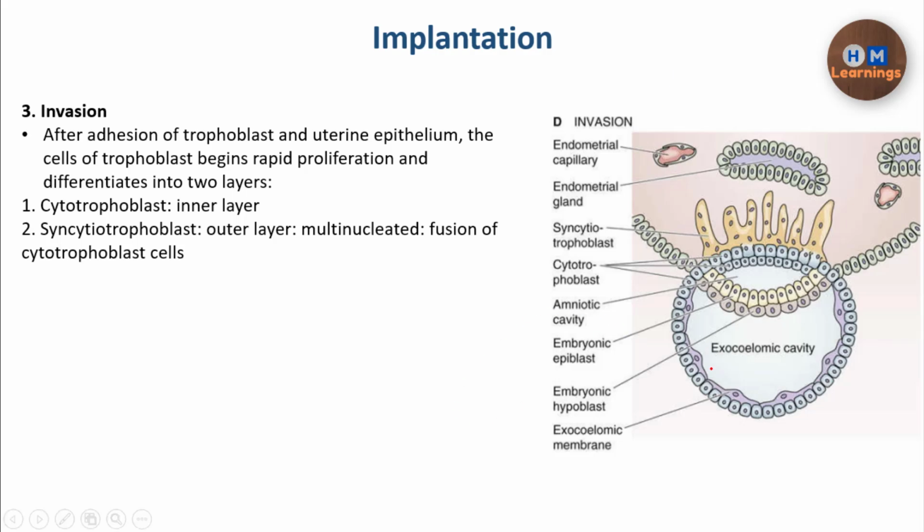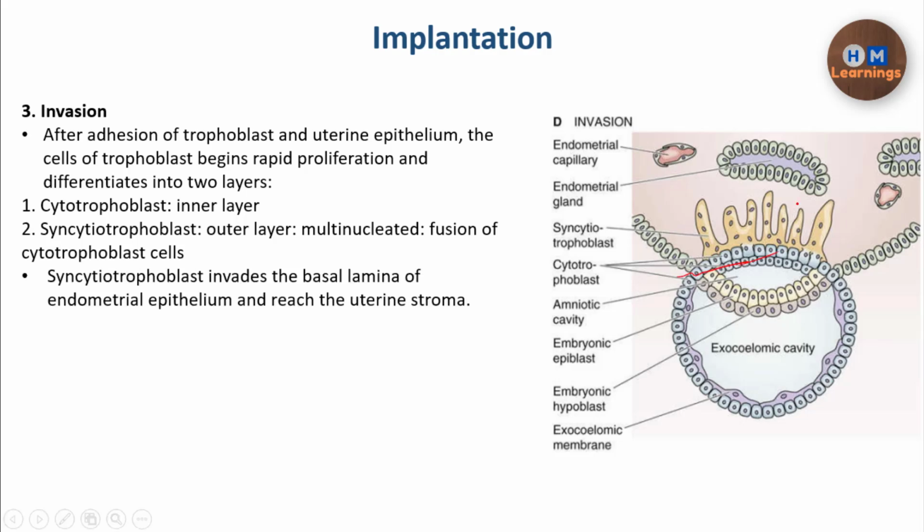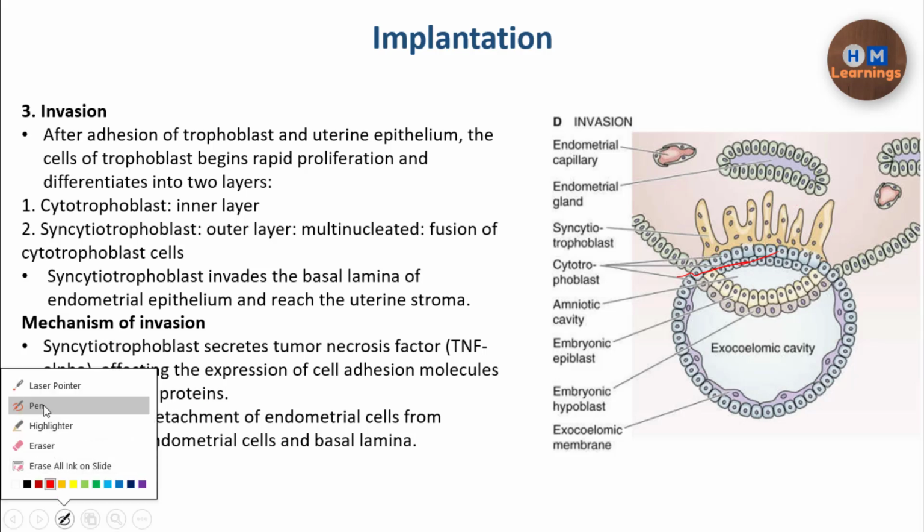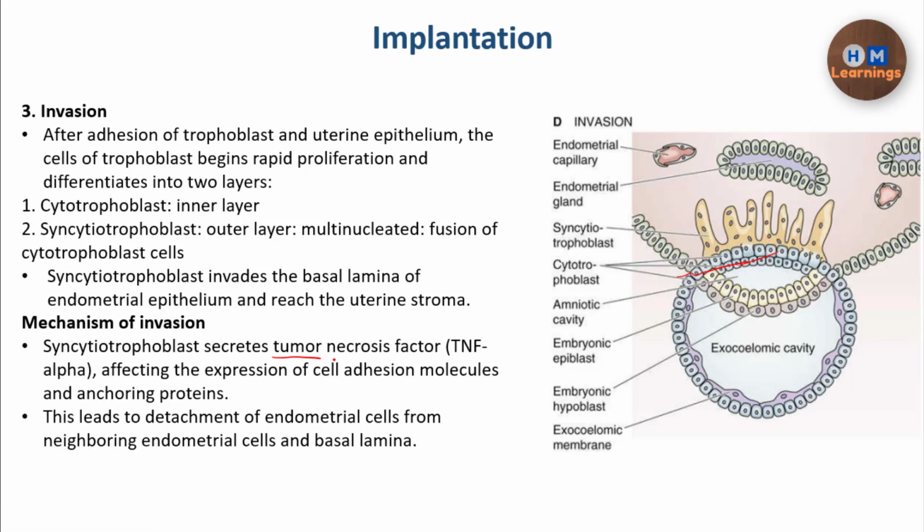The outer layer is a multinucleated fusion of the cytotrophoblast. Then the cytotrophoblast is going to invade the basal lamina of the endometrial epithelium and reach the uterine stroma. This is done as the cytotrophoblast releases tumor necrosis factor, and this tumor necrosis factor causes a detachment of the endometrial cells from each other.